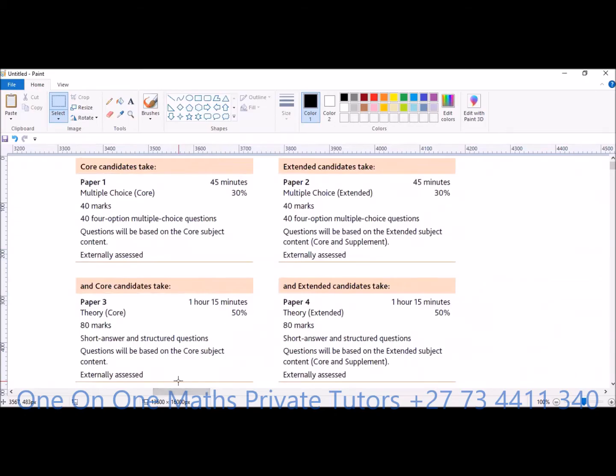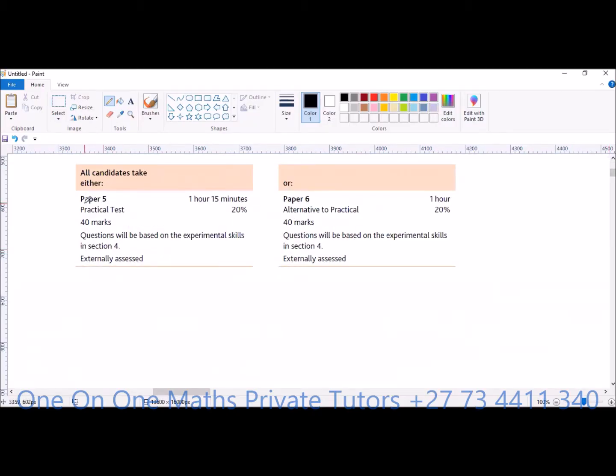Okay. So, in combined science, either you take the core part or the extended part. If you take the core part, you write papers 1 and 3. If you take the extended part, you write paper 2 and paper 4. But on top of that, because these are theory papers, you either go for paper 5, which is a practical test, or paper 6, an alternative to practical.